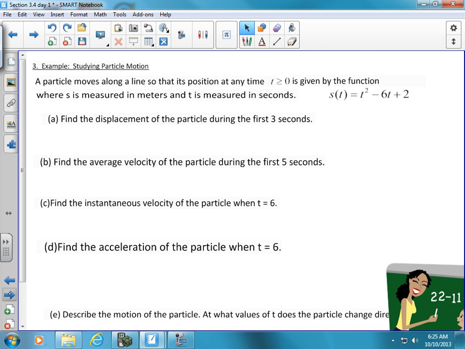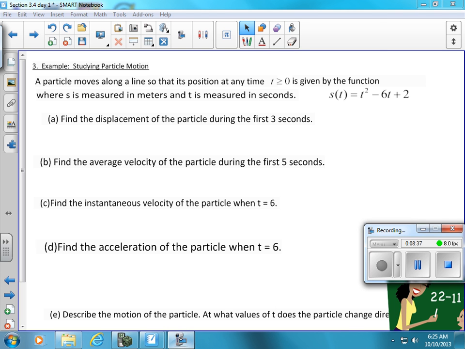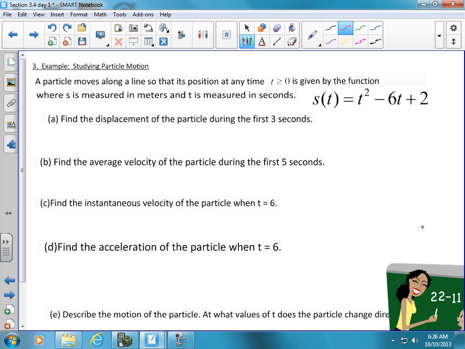Okay, so now we have a particle motion problem. All right, so particle motion is what we do a lot of in calculus. And what we use the derivative for, to see how the particle is moving along a line. So this particle is moving along a line with this position function. The first question is find the displacement during the first 3 seconds. The displacement is the change in s. So we have s at 3 minus s at 0. That is displacement, where that particle is going in that time frame.